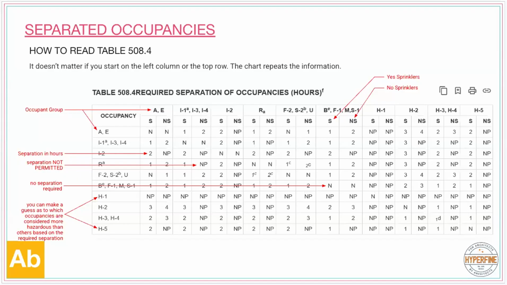And then as a sort of subnote, if you're looking at these things, you can tell which occupancies the code deems more dangerous. If we look at H1 on the left, it is not permitted to be next to assembly, even with sprinklers, but H2 is with a 3-hour separation and H5 is with a 2-hour separation. So it's saying H1 must be the most hazardous. And then if you look in the columns, S means yes, it has sprinklers, and NS means no, it does not have sprinklers. So we'll go through and do an example. Next slide, please.